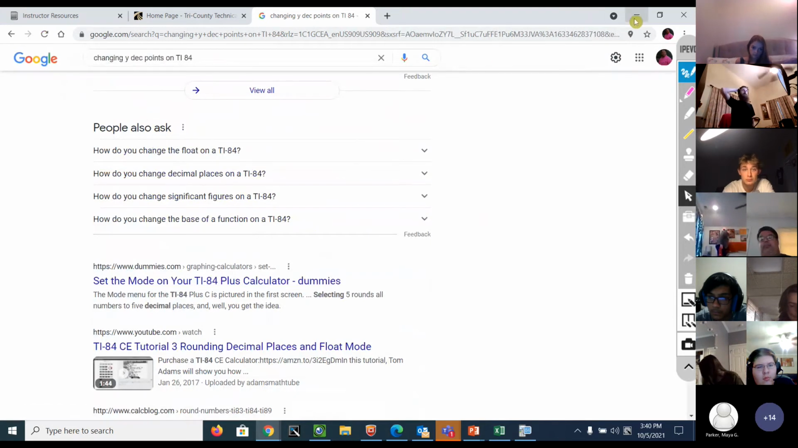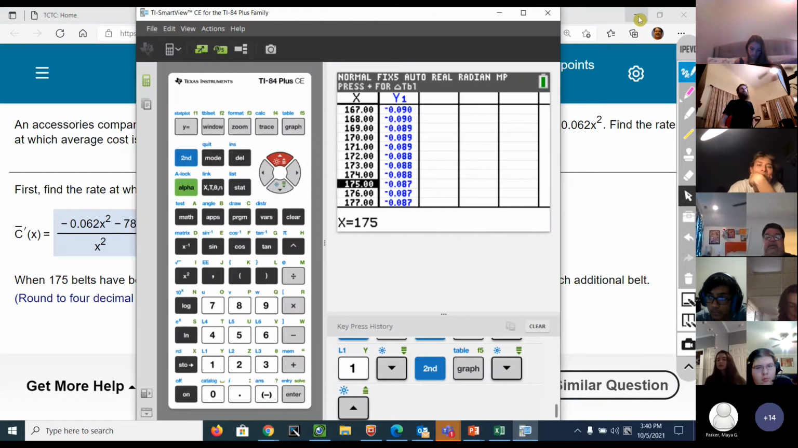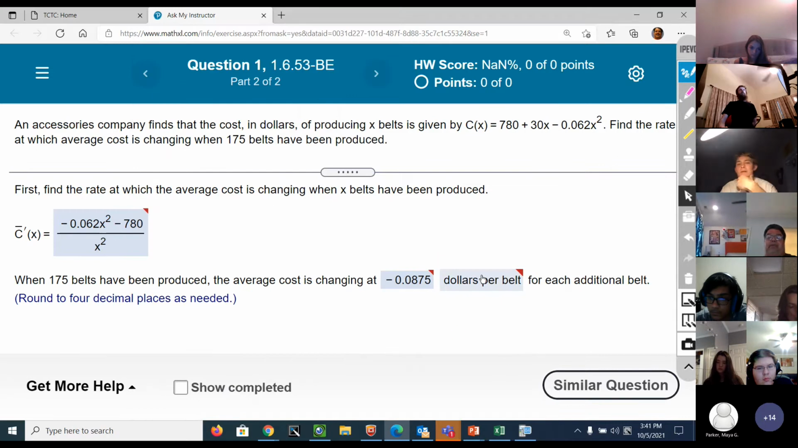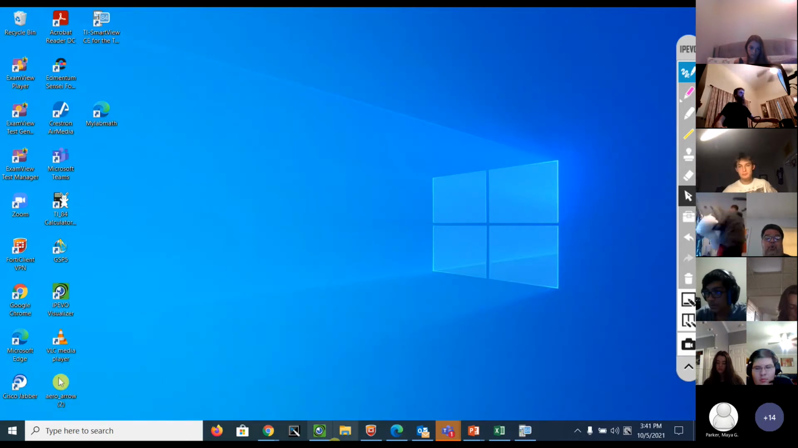Anyway, I had 0.087. The answer was 0.0875. So you just have to take X and plug it in and do the math, and you'll come out with the answer. I just did it on the table to save a little bit of time. Okay? And that's dollars per belt. Let's see. We still got time. Let's go over one more homework question.